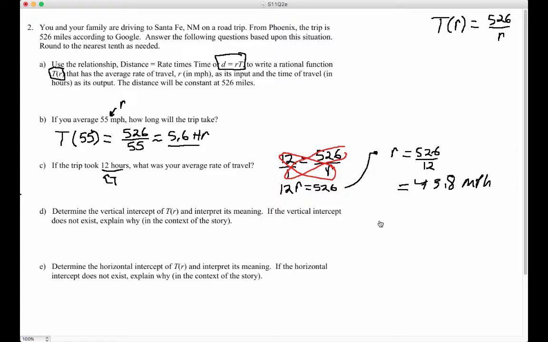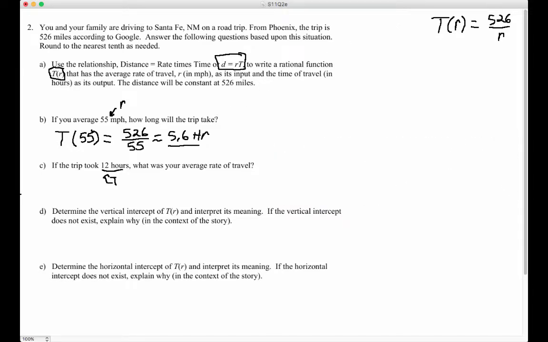If the vertical intercept does not exist, explain why in context of the story. Okay. Well, let's think about this for a minute. Let's go ahead and clean this thing up. What does this graph look like? Well, this graph is T of R is equal to 526 divided by R. So if we made a rough sketch of this thing, I'll let you play a bit on your calculator to check it out.